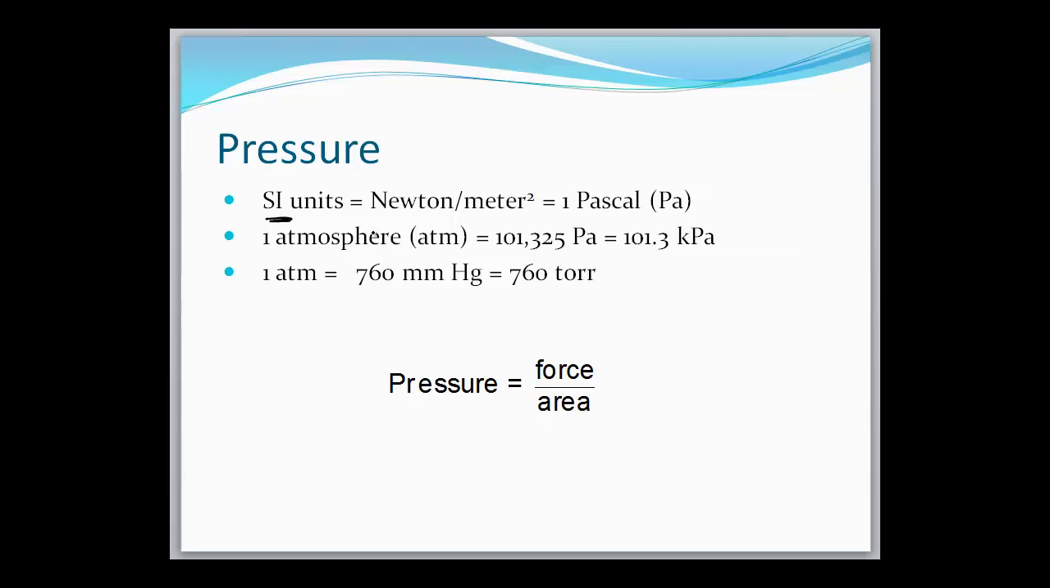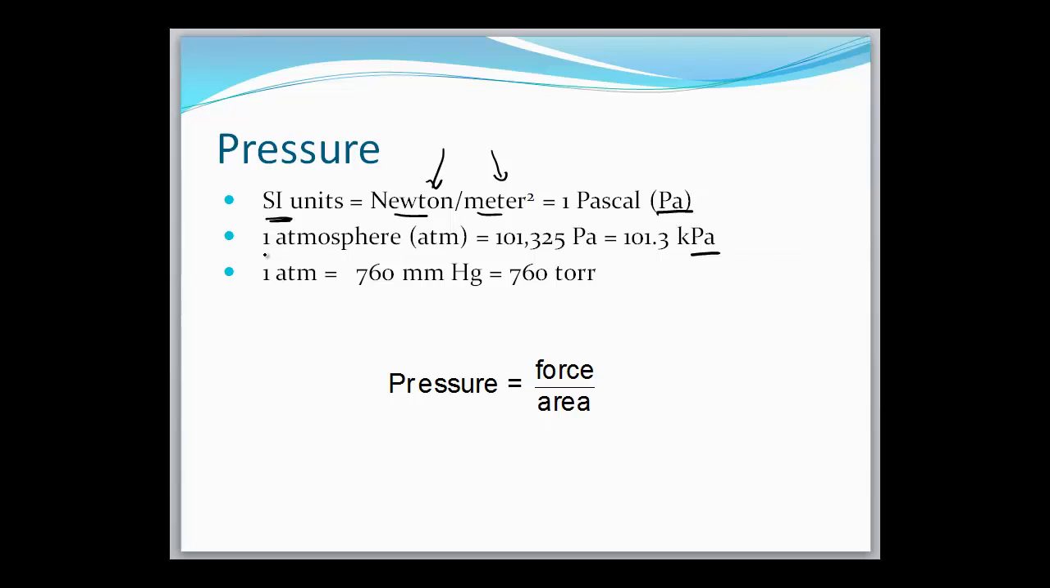Let's talk about units of pressure right now. We talked about SI units back at the beginning of this course, and the SI unit for pressure is a Newton per meter squared. Well, you really shouldn't even call it an SI unit. It's a derived unit from the SI units, Newton and meters. Anyway, the unit for pressure is a Pascal. In fact, usually what we'll use is kilopascals. And remember, kilo stands for 1,000, so 101.3 kilopascals would be 101,300 pascals.